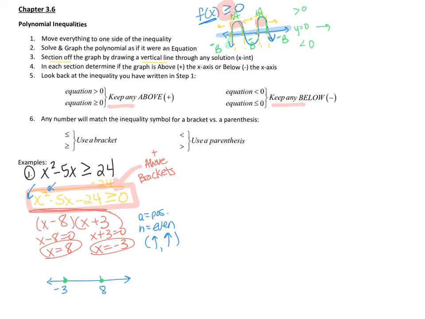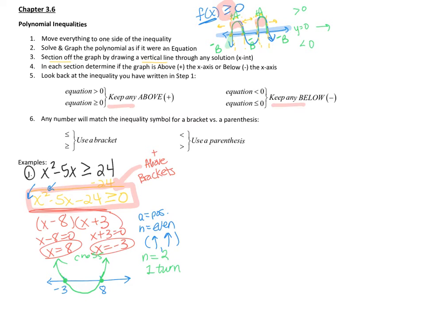Neither of them repeat or have a multiplicity, so that means they're going to cross each time. So I'm going to go up here, up here. I'm going to cross through, make a turn, and come back and cross through. Since my n was a 2, that means I should have one turn, which I do. Right? So now I know that my graph is correct. So all of that is step 2, solving and graphing as if it were an equation.